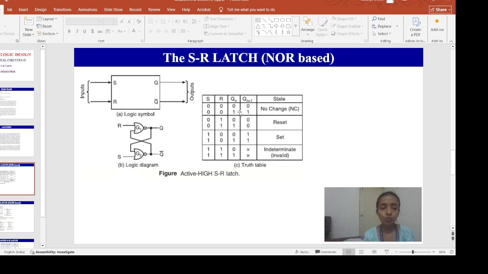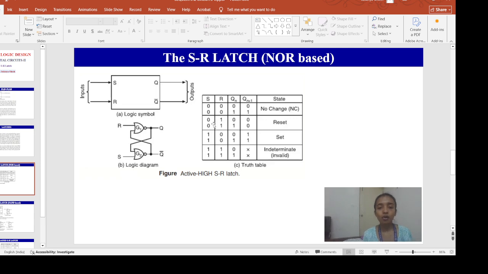This Qn and Qn plus 1, Qn plus 1 is the next state. So Qn and Qn plus 1 will remain in whatever state they were prior to the occurrence of this input condition. So when S and R are 0, Qn will hold its previous state. If it was 0, it will hold its previous state, and the next state Qn plus 1 will also be 0. There won't be any change. If Qn is 1, then Qn plus 1 will also be 1. So there won't be any change.